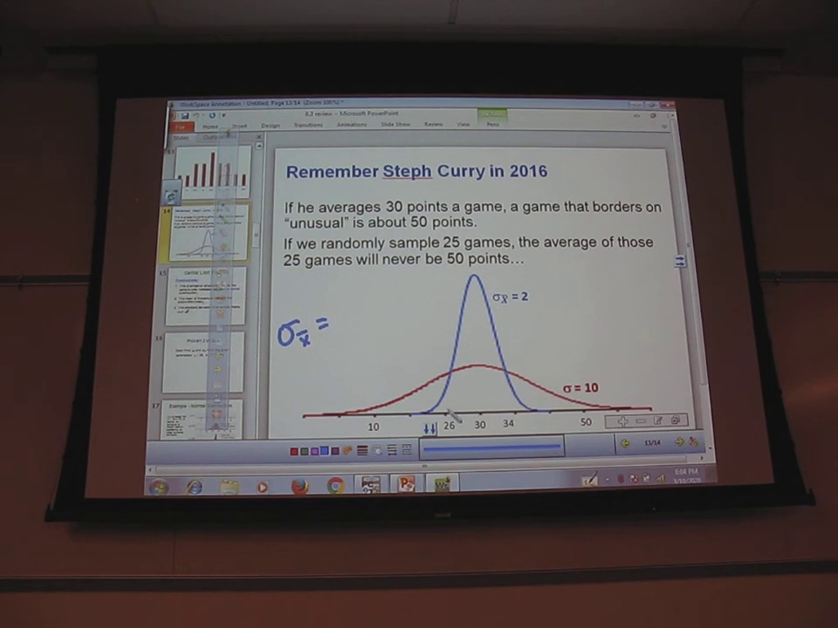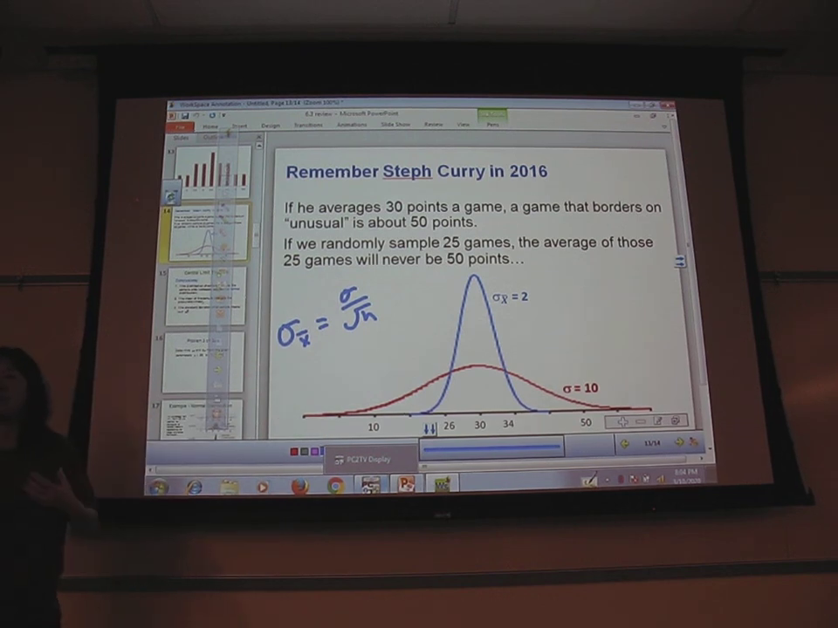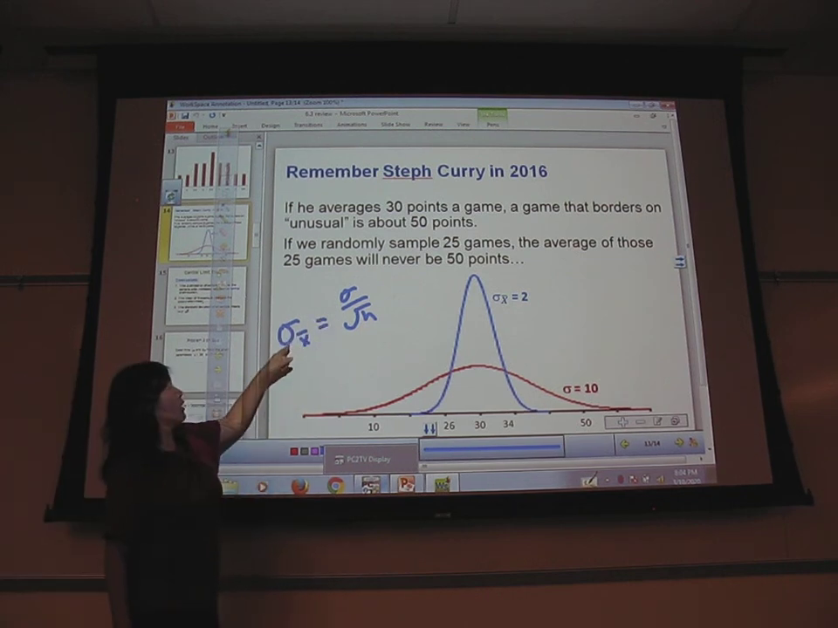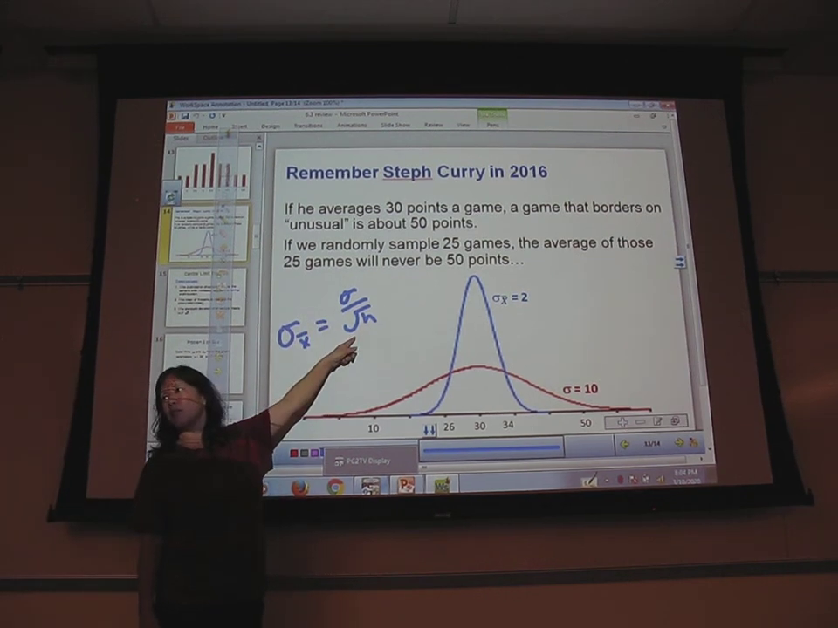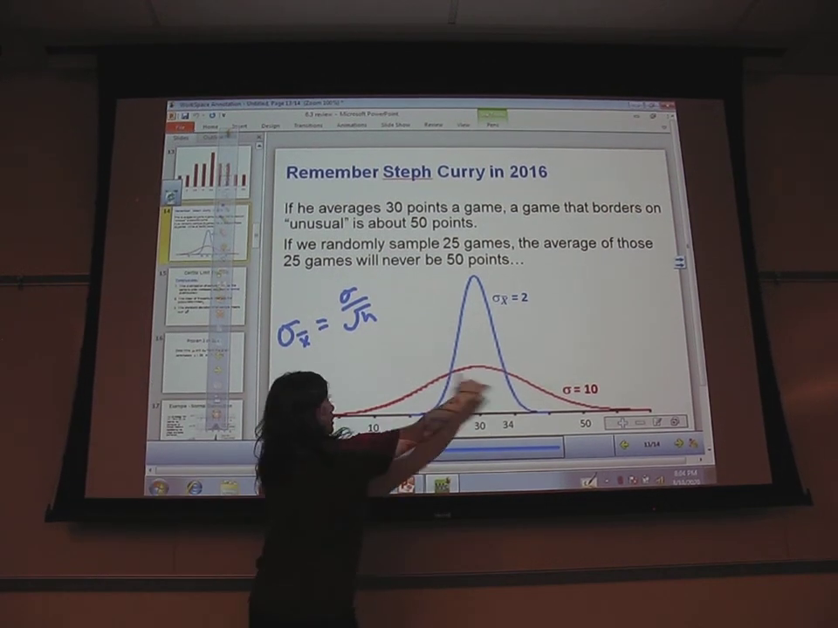In other words, the standard deviation of the sample means is equal to the regular standard deviation divided by the square root of n. So anytime we're talking about the mean of a sample of size n, whenever we do our calculations for the z-score, instead of using the regular standard deviation, we're going to use the standard deviation divided by the square root of n instead, because it's going to be smaller. It's going to be like this instead of like this.